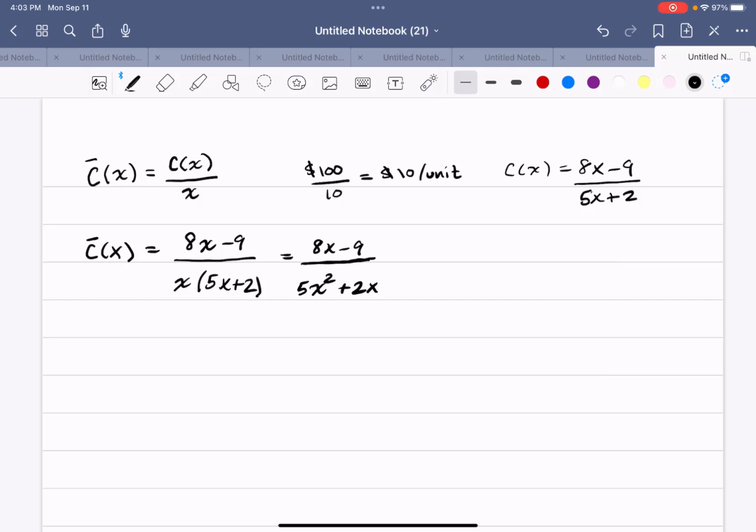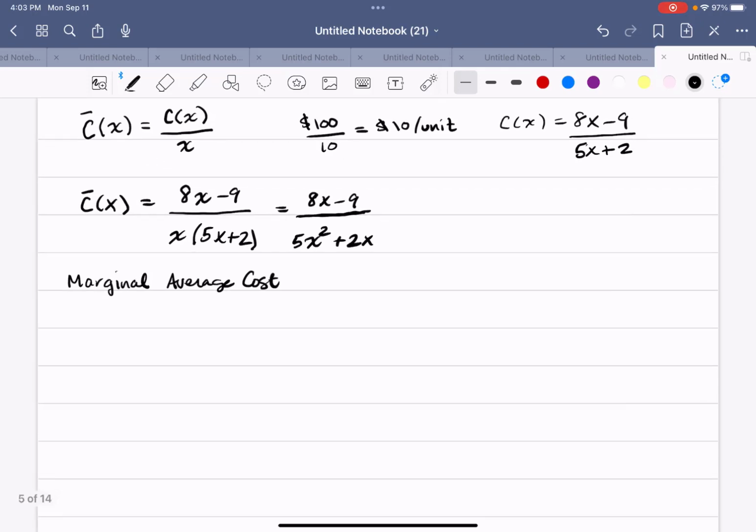Okay. Now, they ask for the marginal average cost. Marginal means change, so they want to know the derivative of the average cost function. So that's C bar prime of x. So take it slowly. Quotient rule: denominator, derivative of the numerator, minus numerator, derivative of the denominator, over the denominator squared.